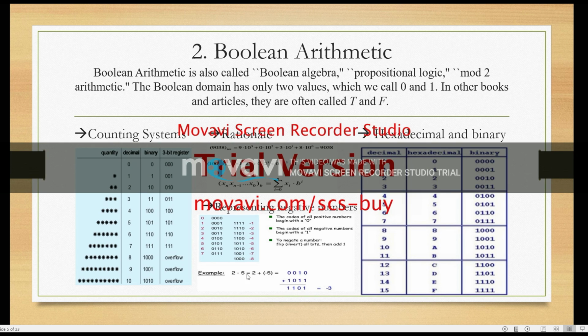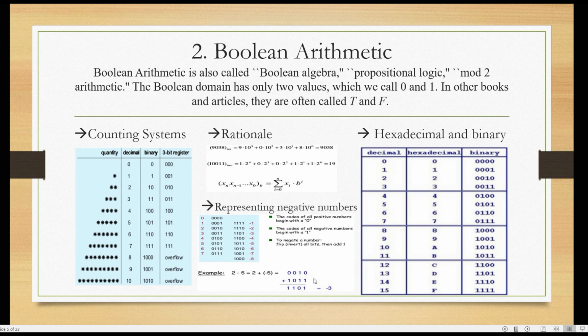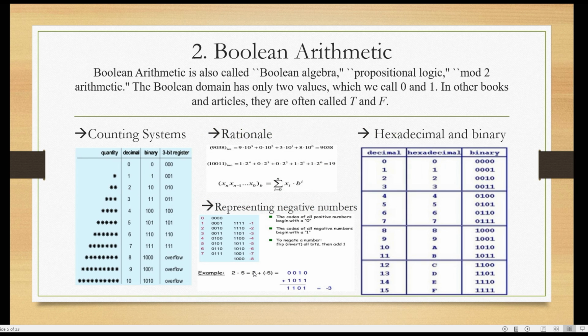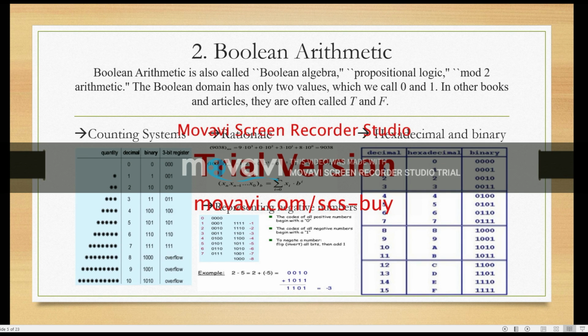Example: 2 minus 5. 2 is represented as 0010 in 4 bits. 5 is represented as 0101, and minus 5 as 1011. If we add these two, we will get the result. We take the value of plus 5, and the value of minus 5, and we add. The minus 5 value comes from taking the value of 5, converting zeros to ones and ones to zeros, and adding 1 to it. Thus 1011 is given. So this is how representing negative numbers is done.